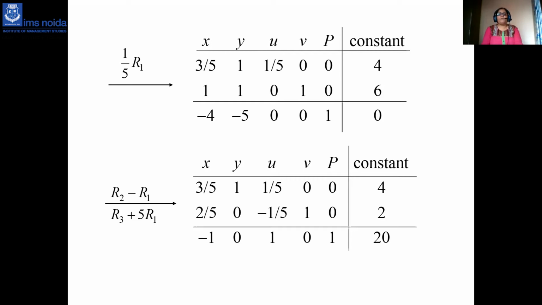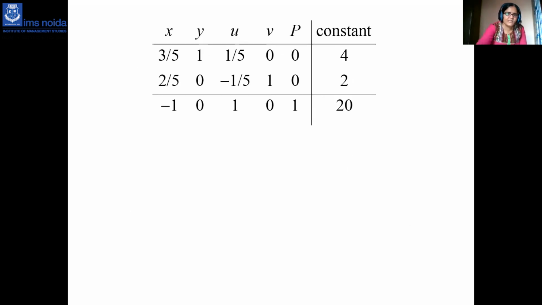So you have to check 4 divided by 3/5 and 2 divided by 2/5 again, so that you can get the minimum ratio and find the next key element for your next iteration, because you intend to find out the x, y values.